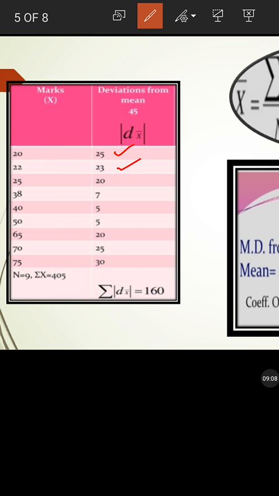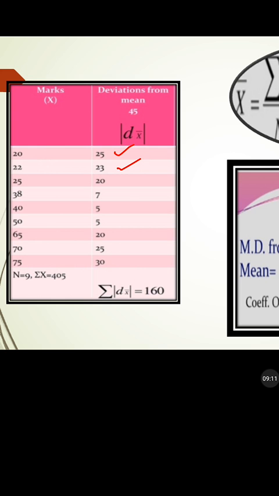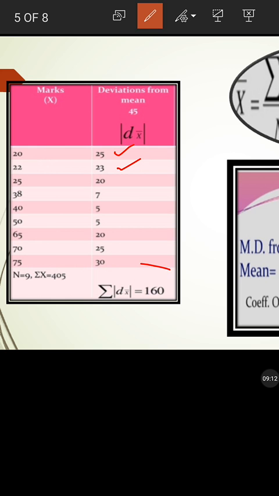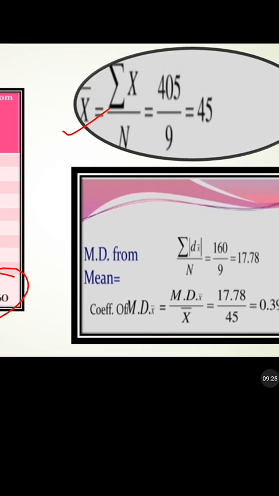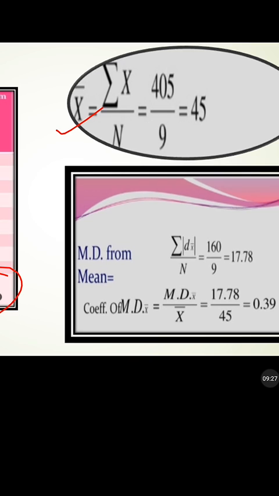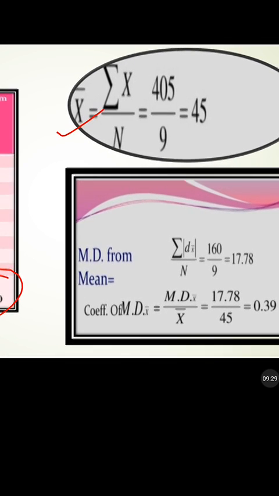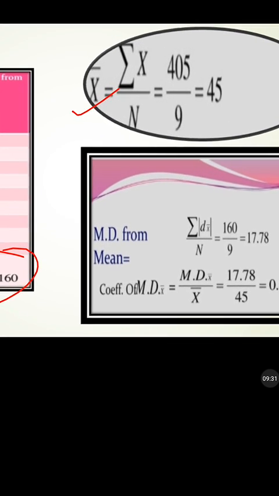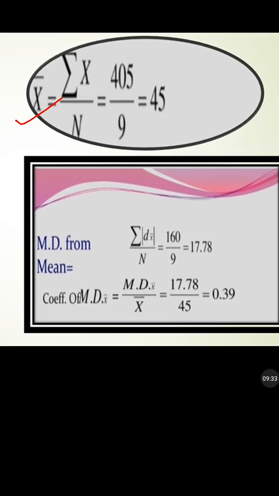Okay, now after calculating summation d bar, that is 160, we are moving on to the mean deviation formula. First we calculated only x bar. Now we are moving on to the mean deviation formula. So what is the mean deviation formula? Summation d bar divided by n. So what is summation d bar? That is 160. That only we have taken here.